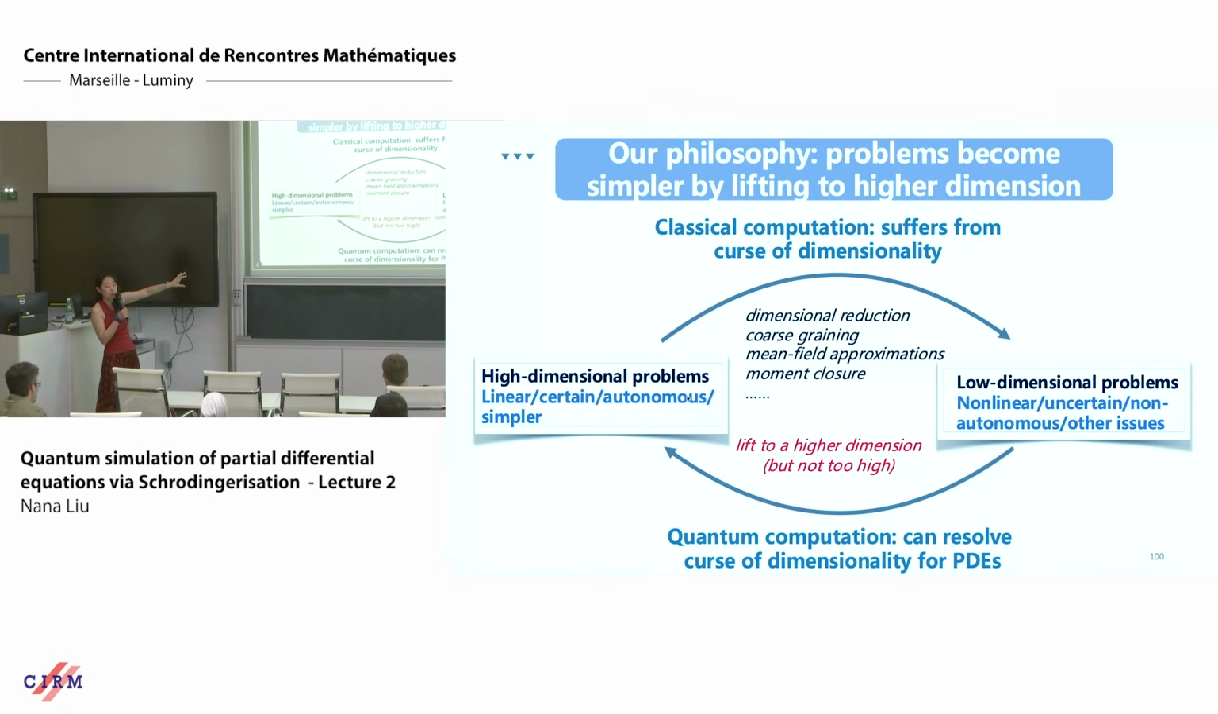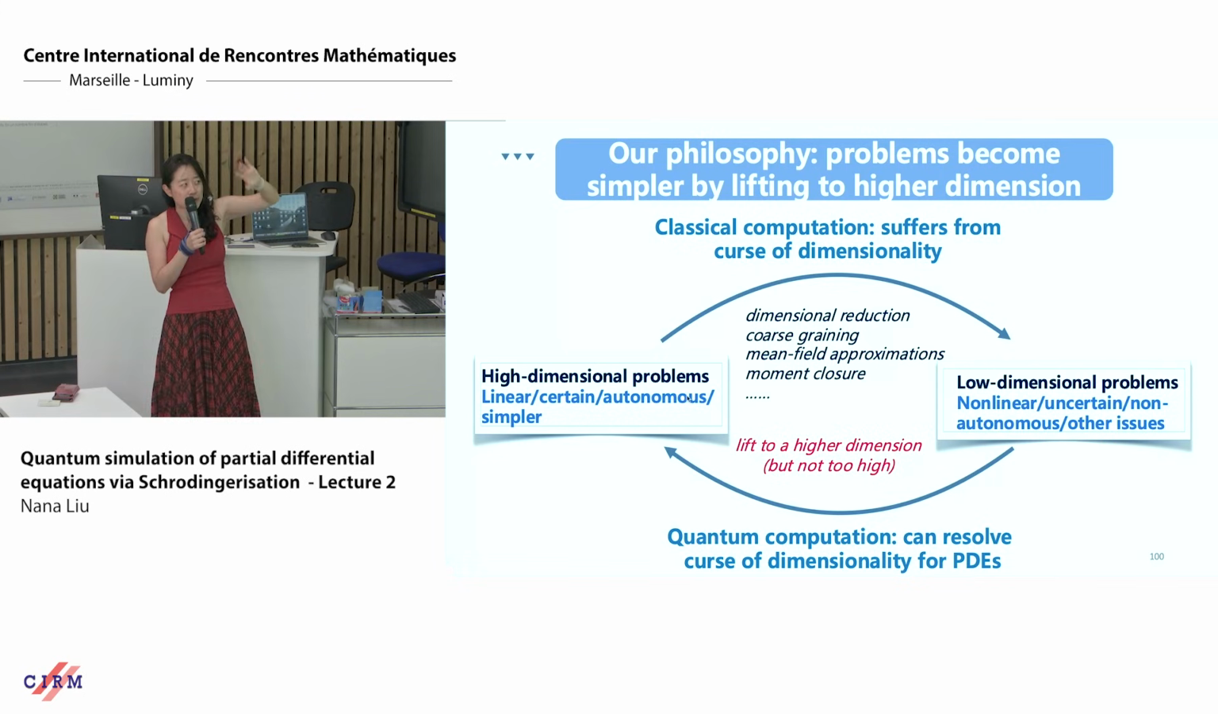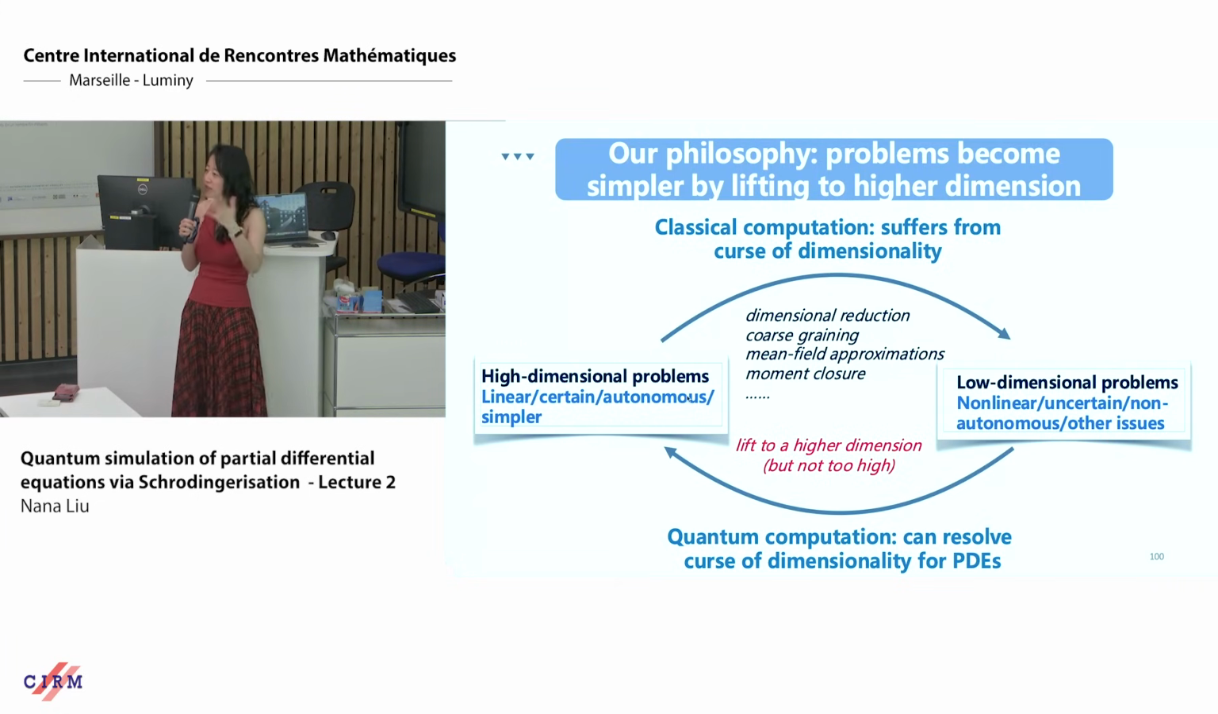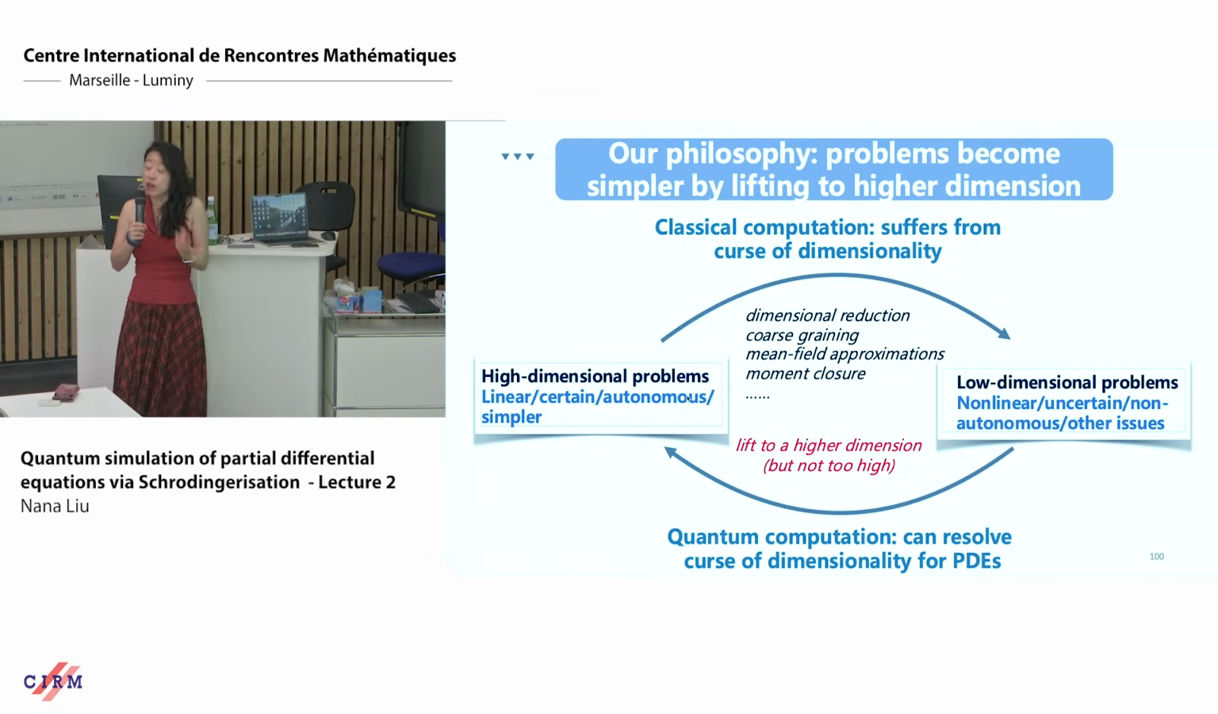But here, we go the other way around. When we have a low dimensional problem, we increase the dimension, but not too much, which then makes certain complications like uncertainty, being non-autonomous and nonlinear, become linear and autonomous. Schrodingerisation is also part of that. And it'll be great if you can help to add to this list, other kinds of dilations in terms of the problems that you see.